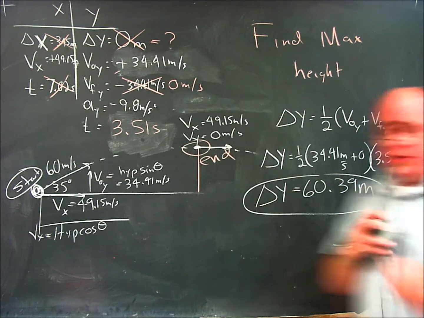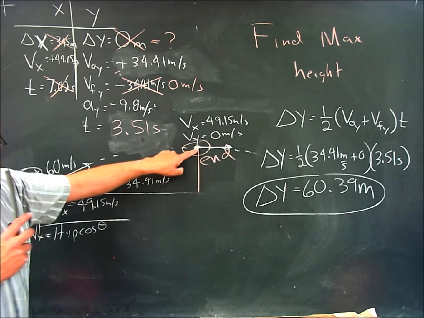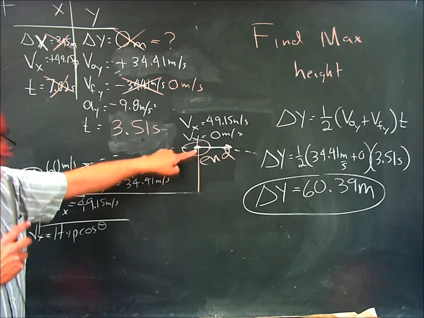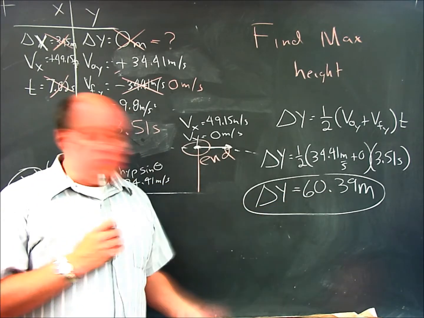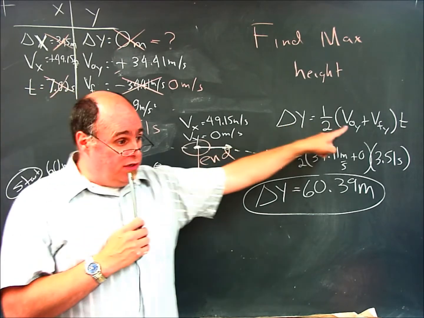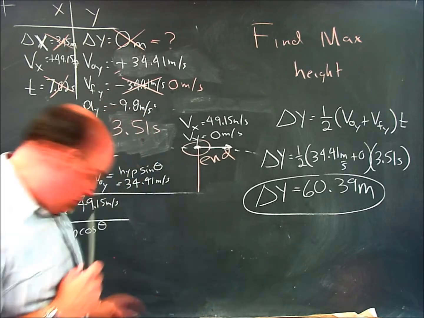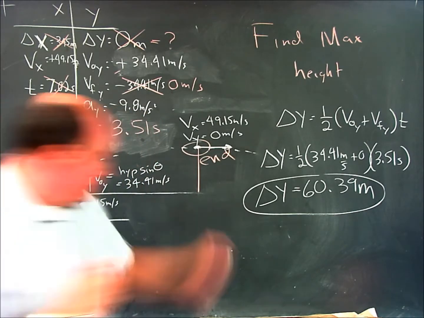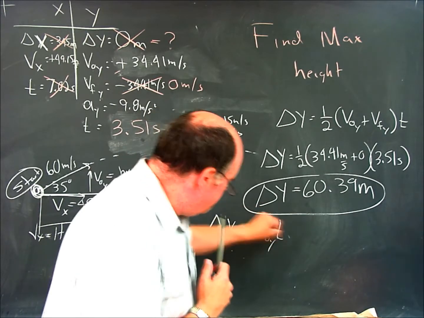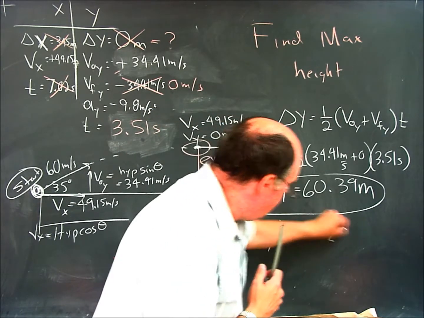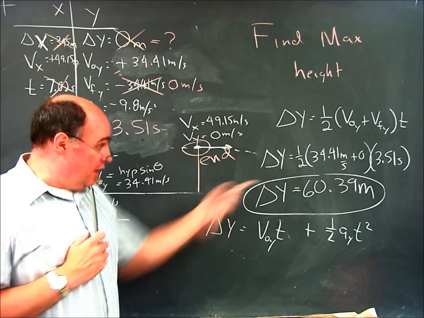So this cannon is being shot across a field, and right now I've just calculated delta y when we're talking about here. So what I'm doing is I'm calculating the maximum height, and I've calculated the maximum height as being 60.39 meters tall. And I use this formula right here to do it, and that's a fine formula. I could have used other formulas if I wanted to. I could have said this. I could have said delta y equals v initial in the y direction t plus 1/2 a in the y direction t squared. That could have given me the exact same formula there.